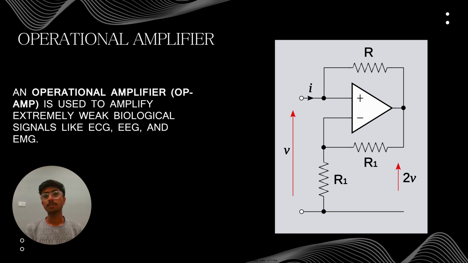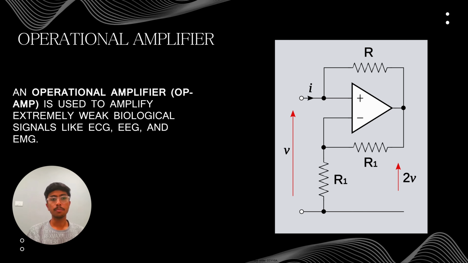So let's start with one of the most important fundamental building blocks of analog electronics, the operational amplifiers, or simply the op-amps. An op-amp is basically a very high gain voltage amplifier that amplifies the difference between two input voltages. In biomedical electronics, signals like ECG, EEG, EMG are extremely weak. These signals can't be processed directly, so we use op-amps to amplify them while preserving their important information.